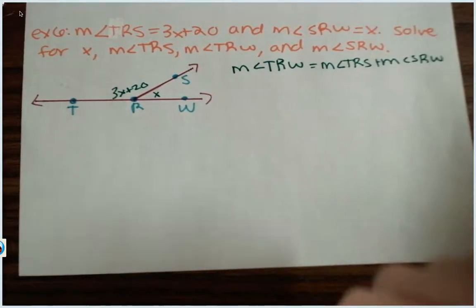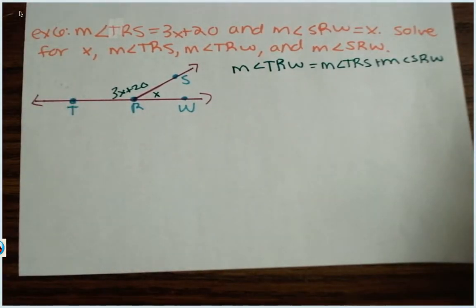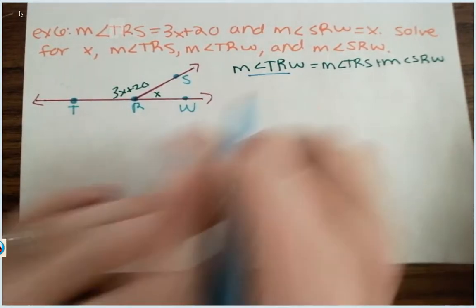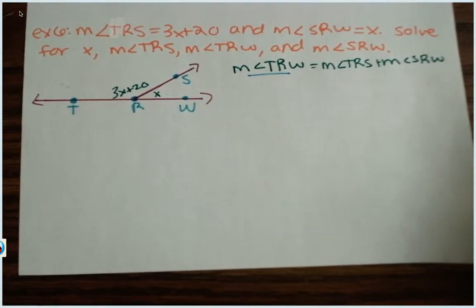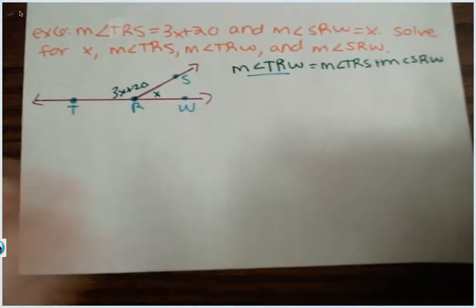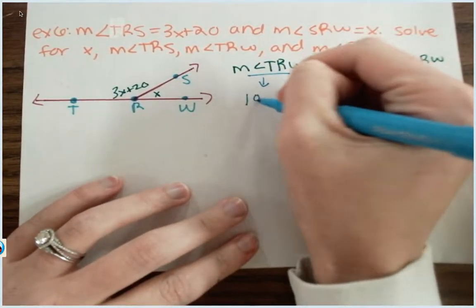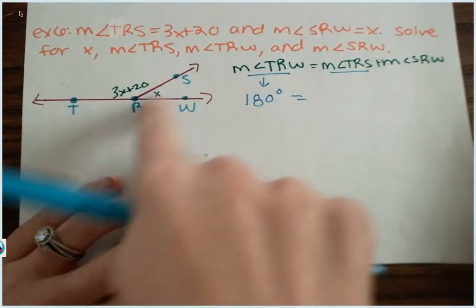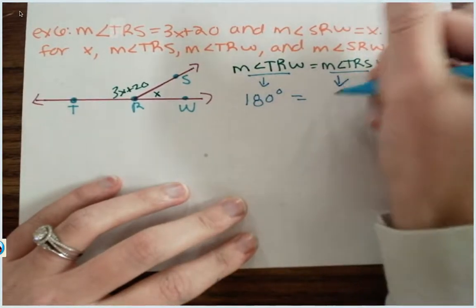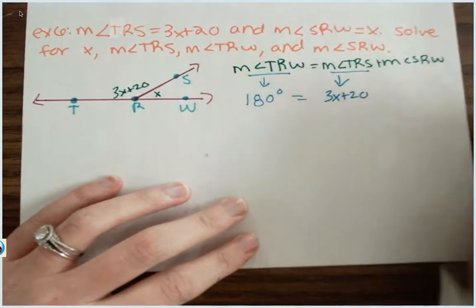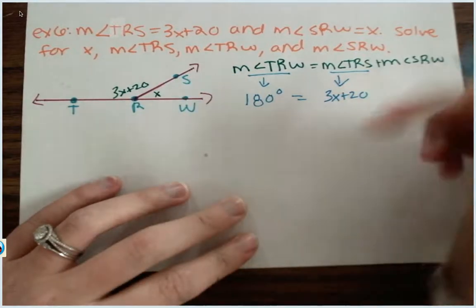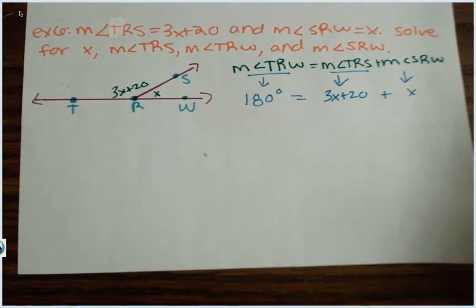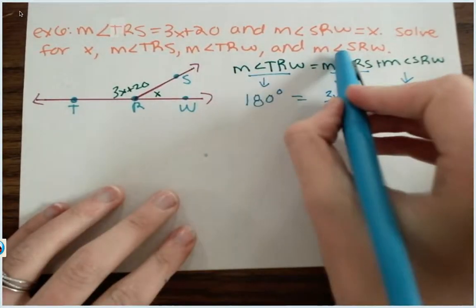Let's start filling in our values, and then we can use this to solve. We know that the measure of angle TRW, since it's a line, how many degrees are in a line? It is 180 degrees. The measure of angle TRS we know to be 3x plus 20, so I'm going to drop that down. And the measure of angle SRW is x. Let's solve this for x.